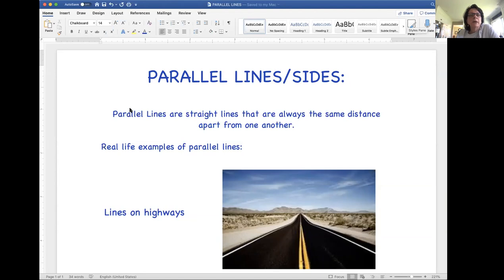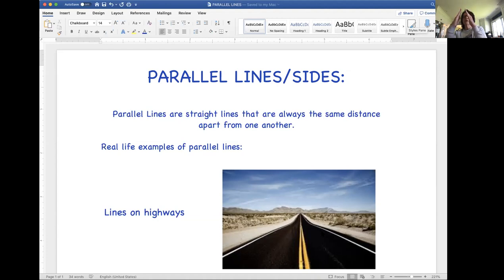So the definition of parallel lines is parallel lines are straight lines that are always the same distance apart from one another. So if you look at this picture of the lines on this highway, those yellow lines are always going to stay the same distance from one another, and so are the white lines on the edge of the road. So that means they're always going to be a certain distance apart.